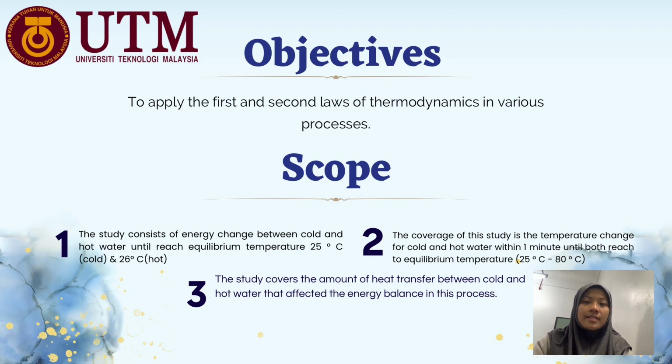The second is the temperature change for cold and hot water within 1 minute until both reach the equilibrium temperature. The range is between 25 to 80 degrees Celsius. The third one is the study covering the amount of heat transfer between cold and hot water that affected the energy balance in this process.